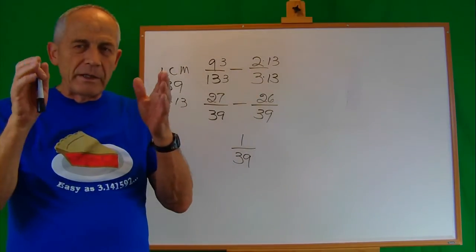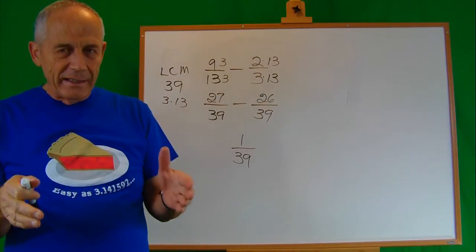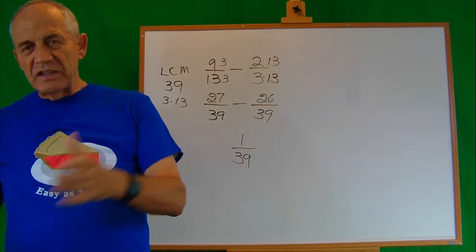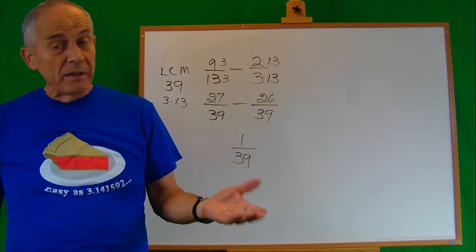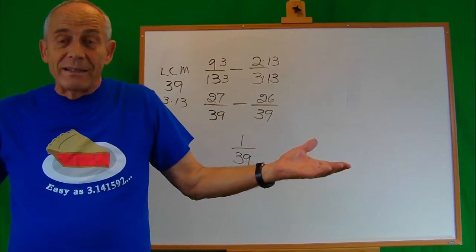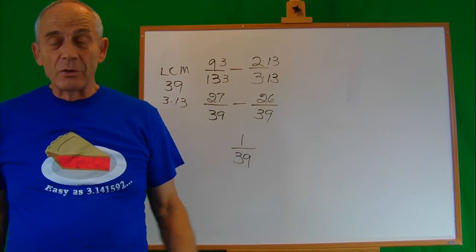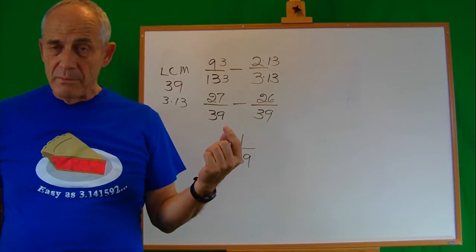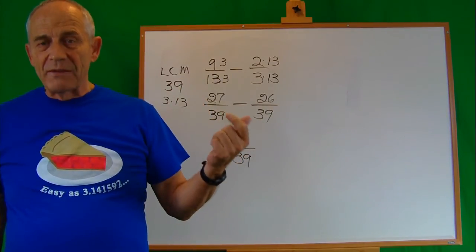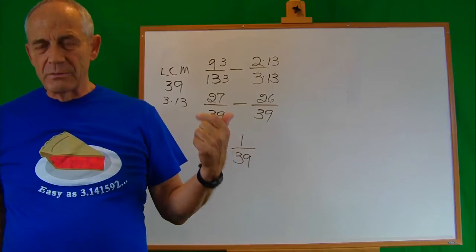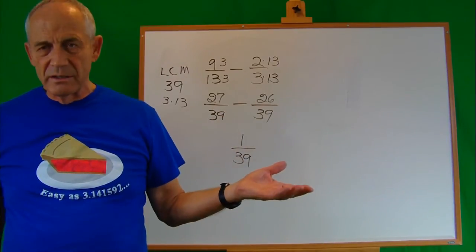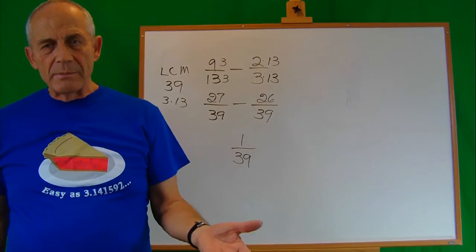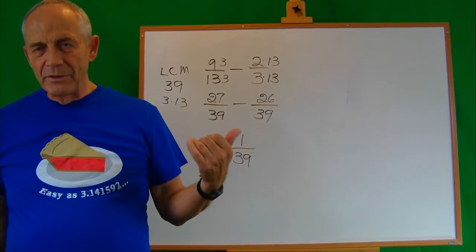So everything you've learned about adding follows the same pattern when you're subtracting. The only difference is now you're subtracting instead of adding. So that's the only thing you have to remember. You just have to remember that you subtract. When you're subtracting fractions, you subtract the numerators. So you get the common denominator, and then you do subtracting.